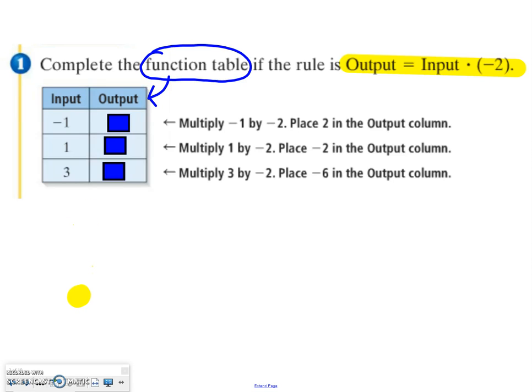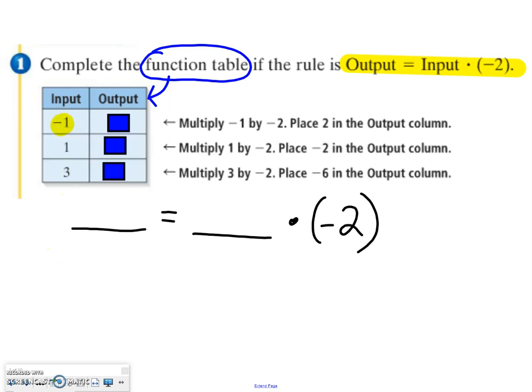If you take the output, which will end up going right here when we are done, that input that we put into the machine ends up being multiplied by -2. That is the rule that we have created.